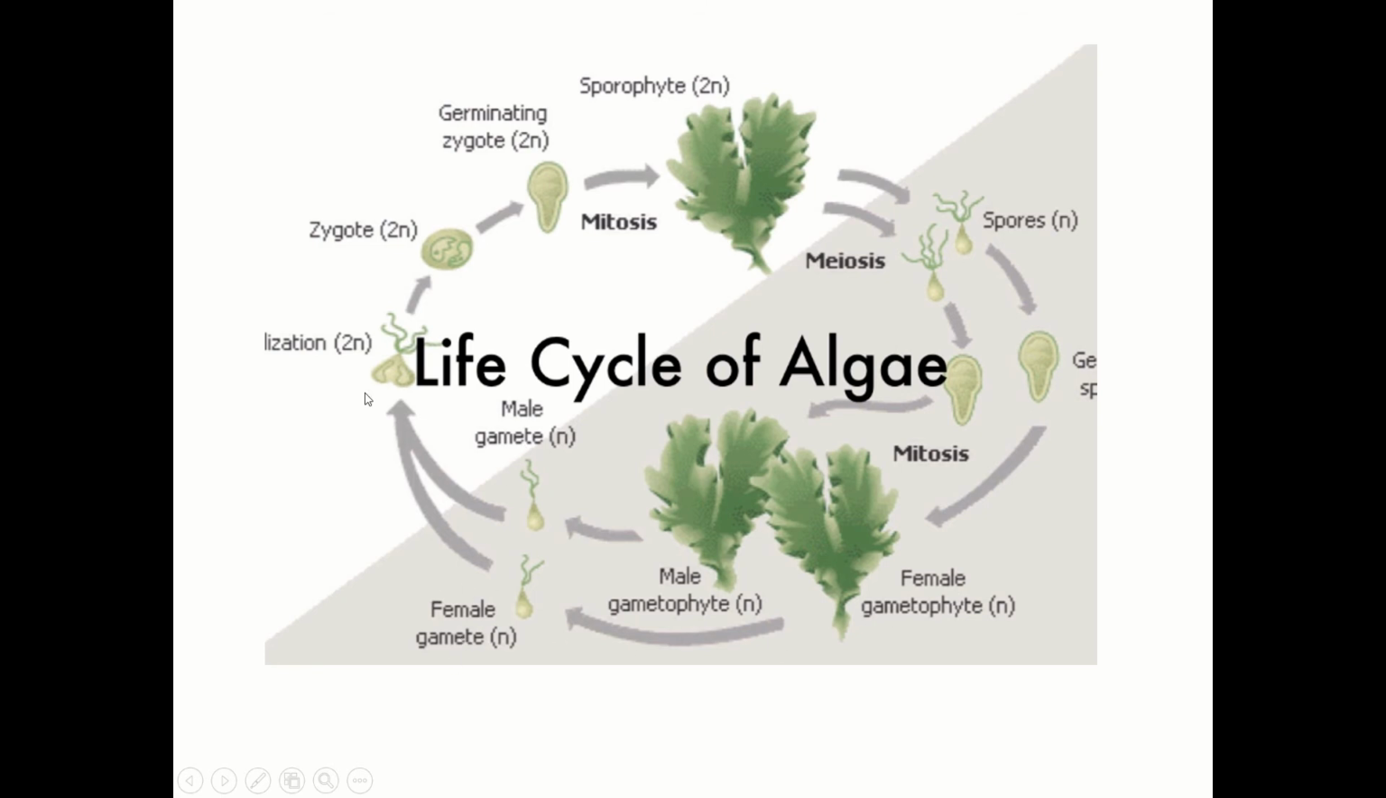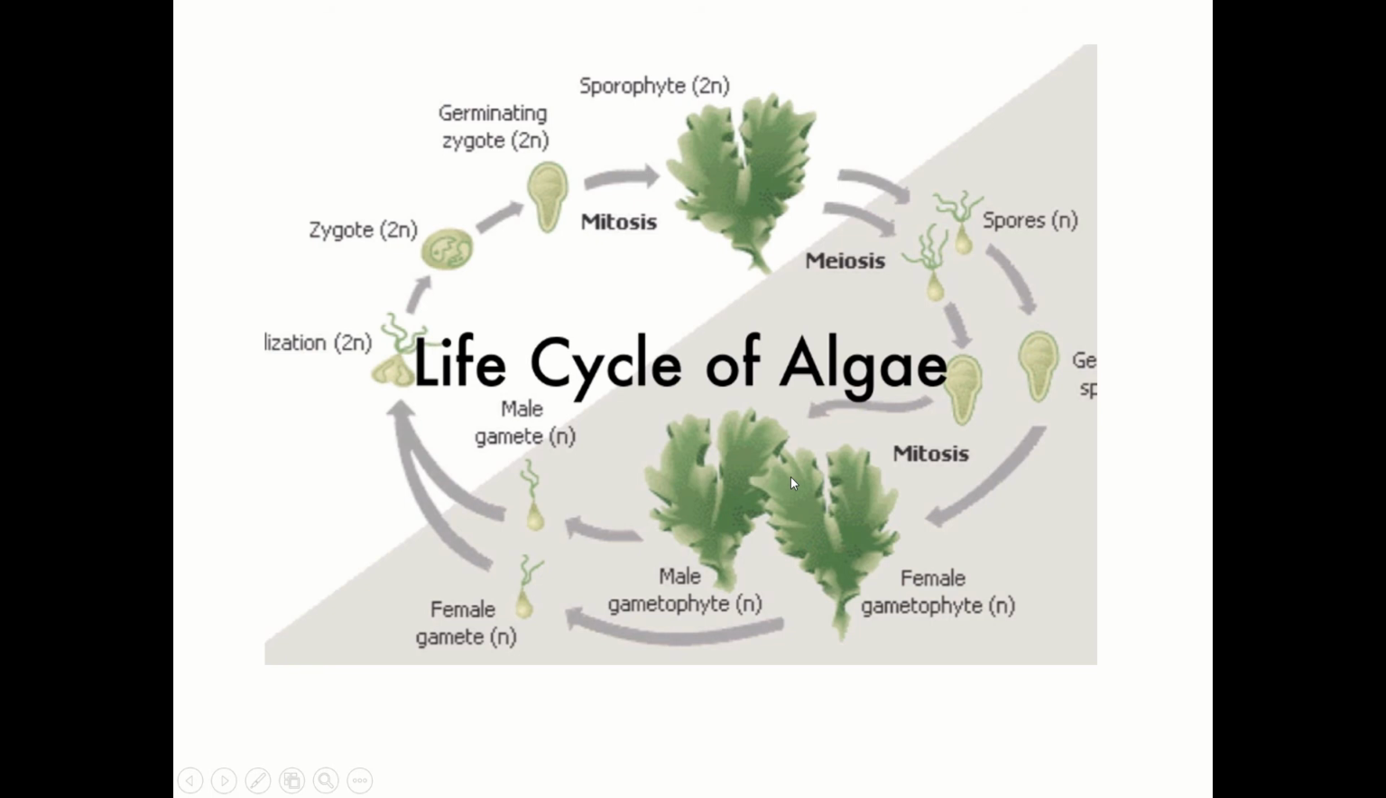Both the gametes will fertilize, and during fertilization the cells become diploid, 2N. After fertilization it forms a zygote, which is again diploid, and then the zygote germinates and undergoes mitosis to produce a sporophyte. So this is the life cycle of algae.